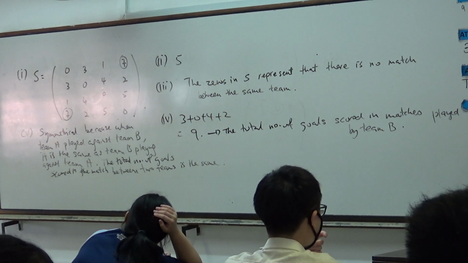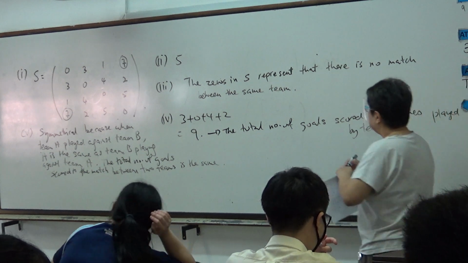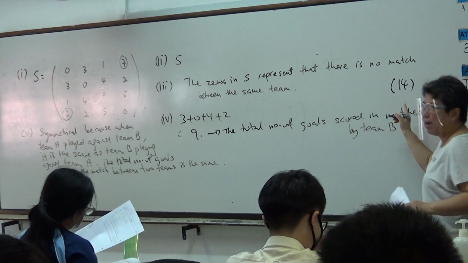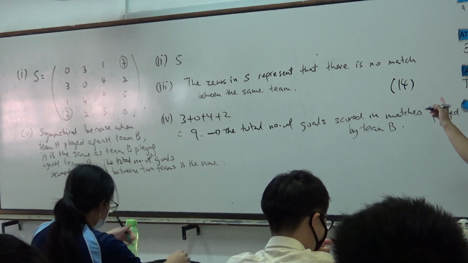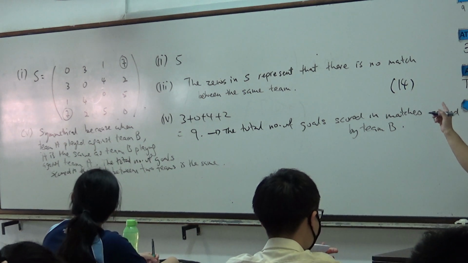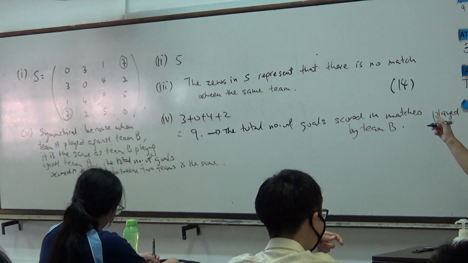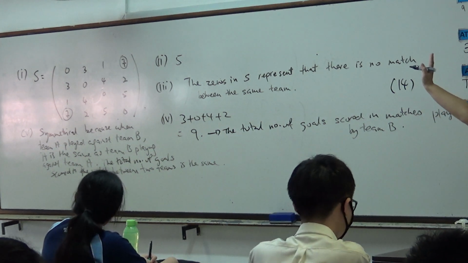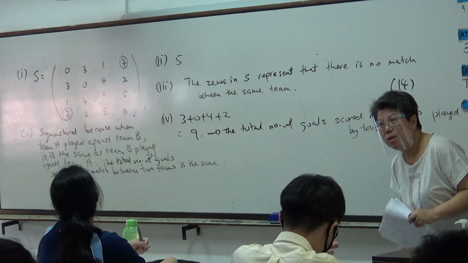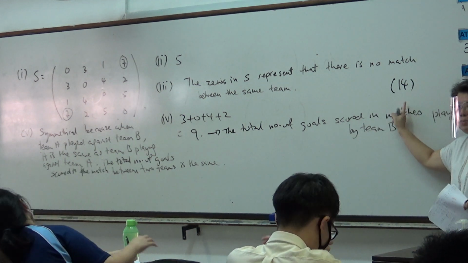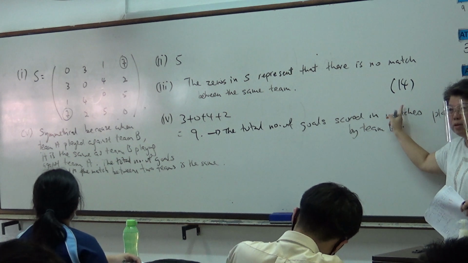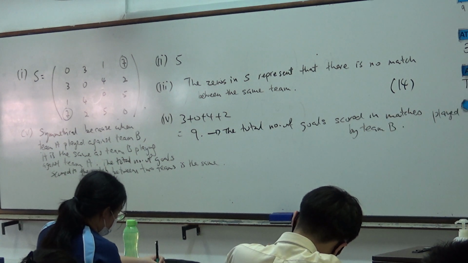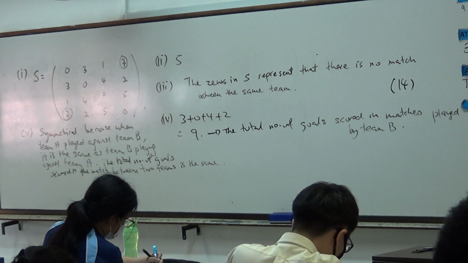What did you write? You must put brackets around 14 because it's a matrix. Don't just give me 14. A lot of you will give me 14. Is it correct? You must put it in matrix form. It's a 1 by 1 matrix, only one element. Everybody clear? Yes or no? Okay, alright, good. Now, next one.